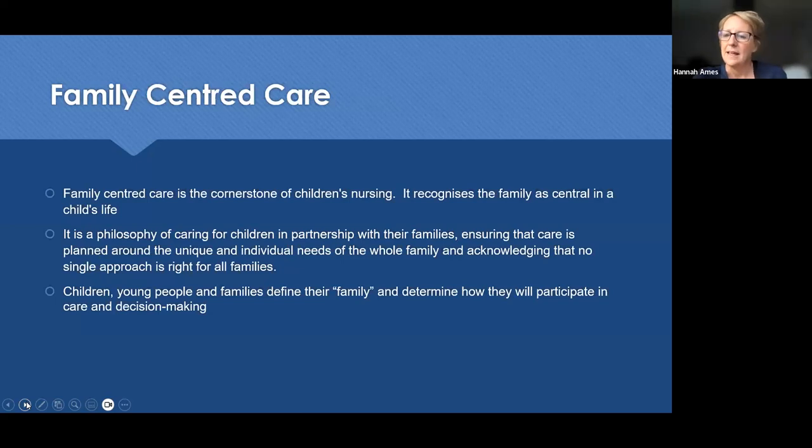And part of that really is around family-centred care. So as children's nurses, you should be really aware of the importance of family-centred care, and it's really the cornerstone of children's nursing, and it's recognising the family as central in that child's life. And it's about working in partnership with families. So it is really important in your assessment station that you are demonstrating family-centred care, that you're working in partnership with the parent actor, and also involving the child, the mannequin, within your communication as well.